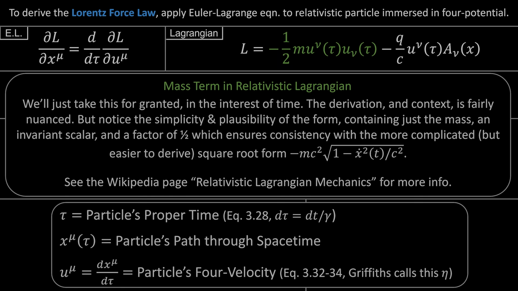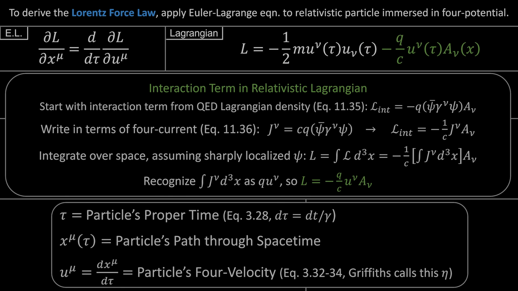Okay, well, to make it up to you, I will provide a decently rigorous derivation of where the interaction term in the Lagrangian comes from. So to get this term, what we do is we start off with the interaction term in the Lagrangian density of quantum electrodynamics. And as we've seen, that term is just -q psi bar gamma^nu psi A_nu. Now, if we write that in terms of the 4-current, which is J^nu = cq psi bar gamma^nu psi, then we can write the interaction term of the QED Lagrangian as -(1/c) J^nu A_nu.